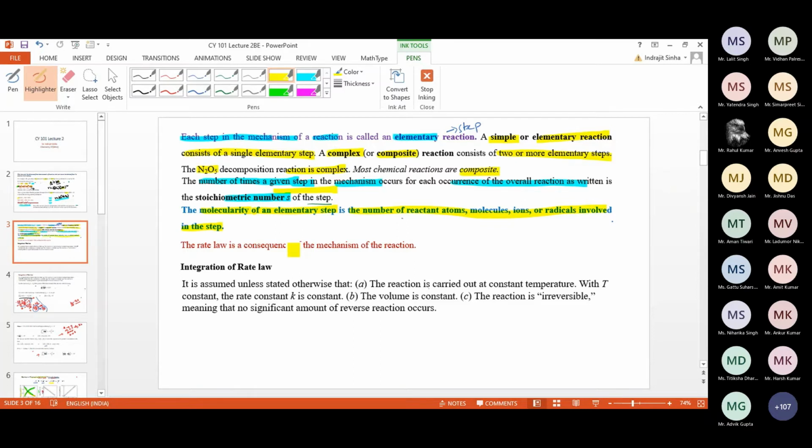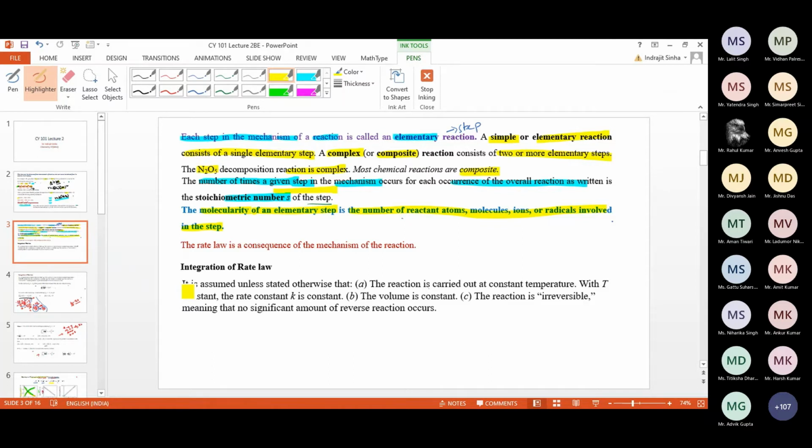Molecularity is the number of molecules or reactants which are involved in an elementary step or elementary reaction. If it is a one-step reaction, then it is an elementary reaction. So you can talk about molecularity for an elementary reaction, but not otherwise. In general, if you do not know whether the reaction is composite or elementary, then you should not talk about the molecularity.